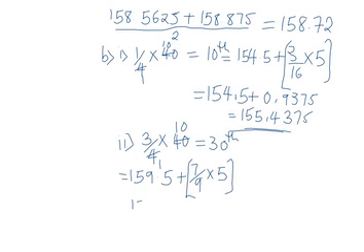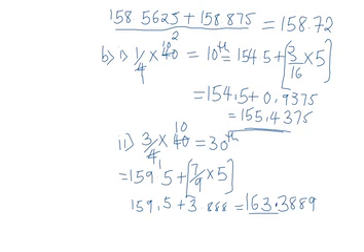So this is 159.5 plus, if you work out 7 over 9 multiplied by 5, we get 3.888, that is 8 recurring. And if you add this to 159.5, you will get 163.3889, and that is our upper quartile.